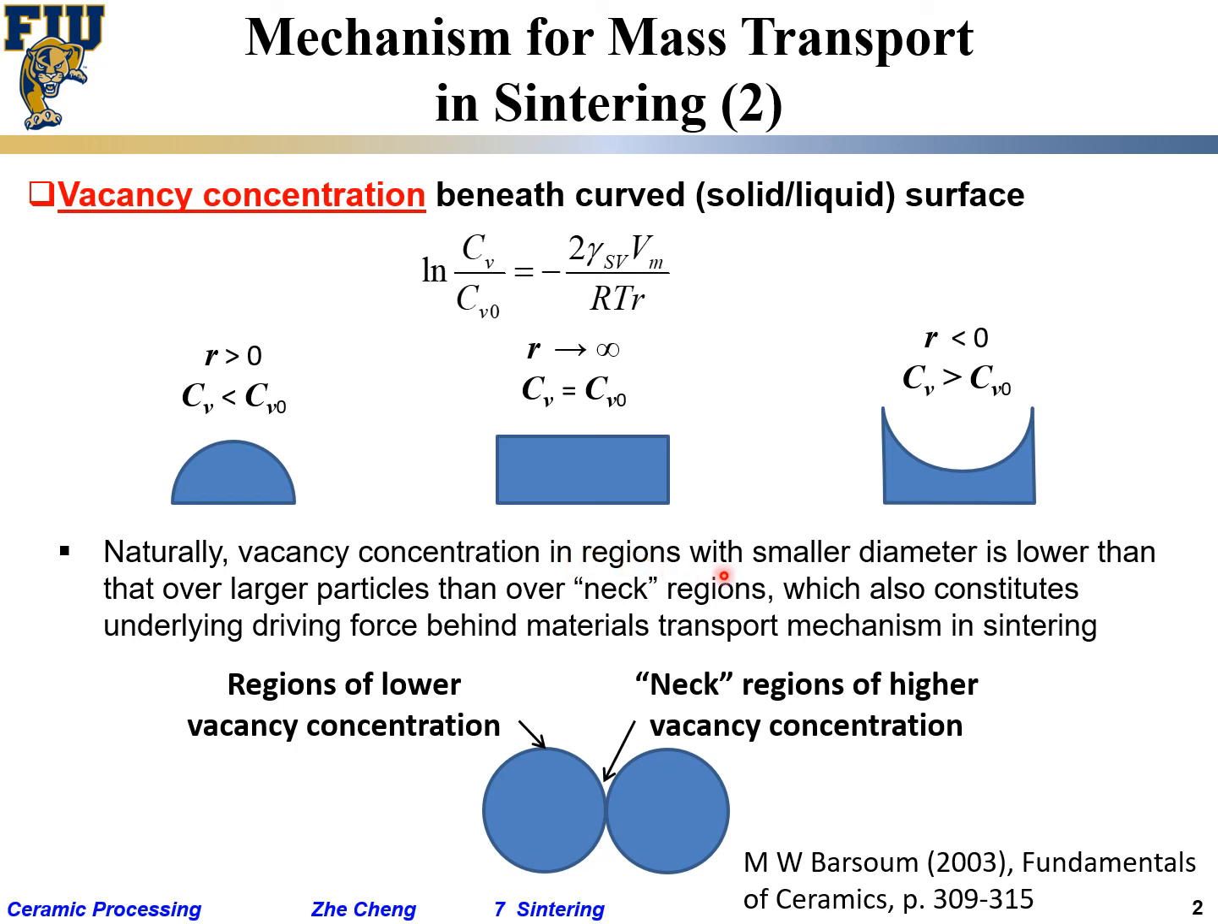Vacancy concentration in a region with smaller diameter is lower than over planar, than over the neck. And as a result, this becomes another driving force for atoms to move. But the net effect is the same. The atom would move from small positive radius of curvature to negative radius of curvature. Make sense? So in both of these, you see the same trend. The atom will move either through the gas phase from here to here or through the bulk. They're moving in the same direction.